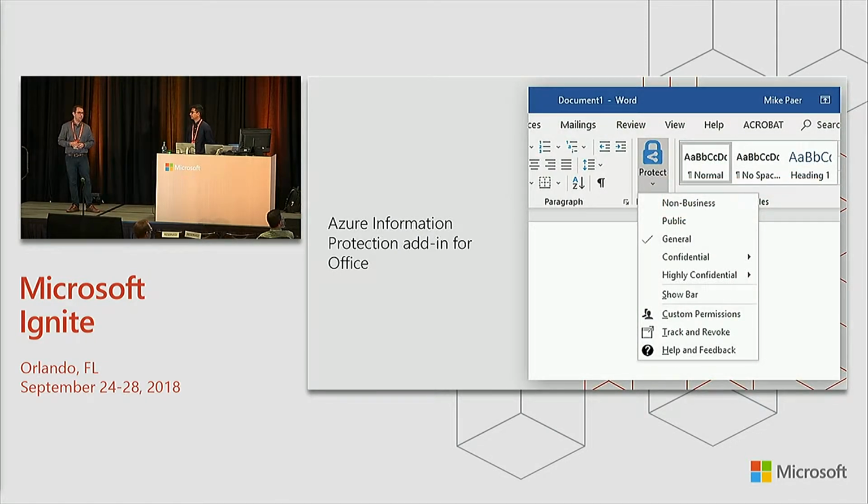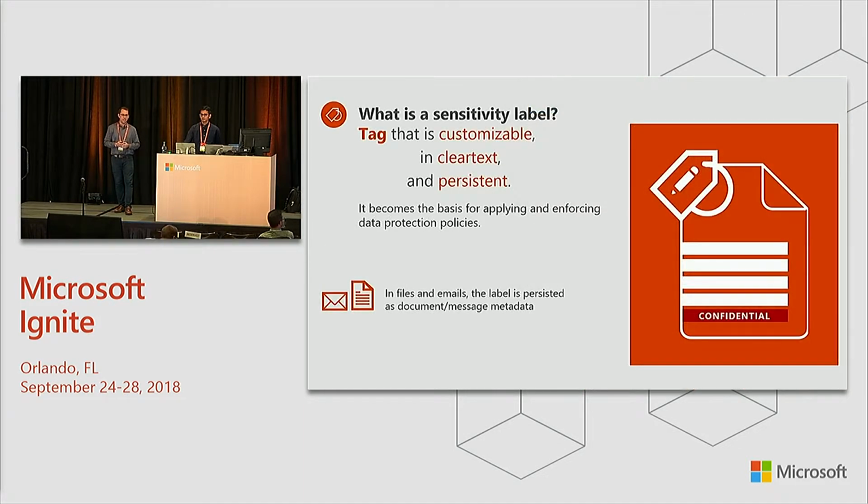It's an add-in for Office on Windows that allows users to apply sensitivity labels to their documents and emails. The concept of a sensitivity label is absolutely core to the Microsoft Information Protection mission. The sensitivity label is admin configurable. Admins can configure the set of sensitivity labels they want available to their users to tag their documents and emails. Things like general, public, top secret, confidential, whatever makes sense for your organization.